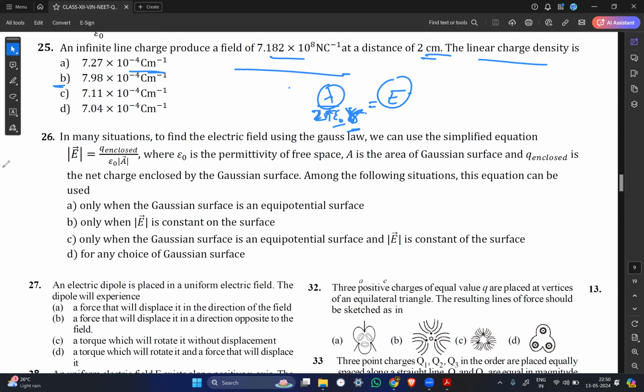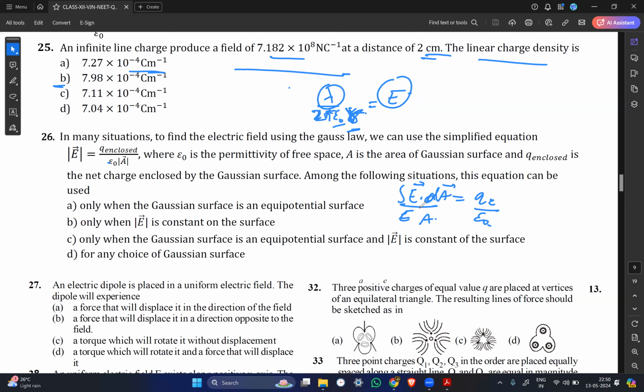Question 26. In many situations, to find the electric field using the Gauss law, we can use the simplified equation, where A is area. Among the following situations, this equation can be used. So Gauss law is integral E dot dA is equal to Q enclosed divided by epsilon. Now they are able to just write this part as E into A.